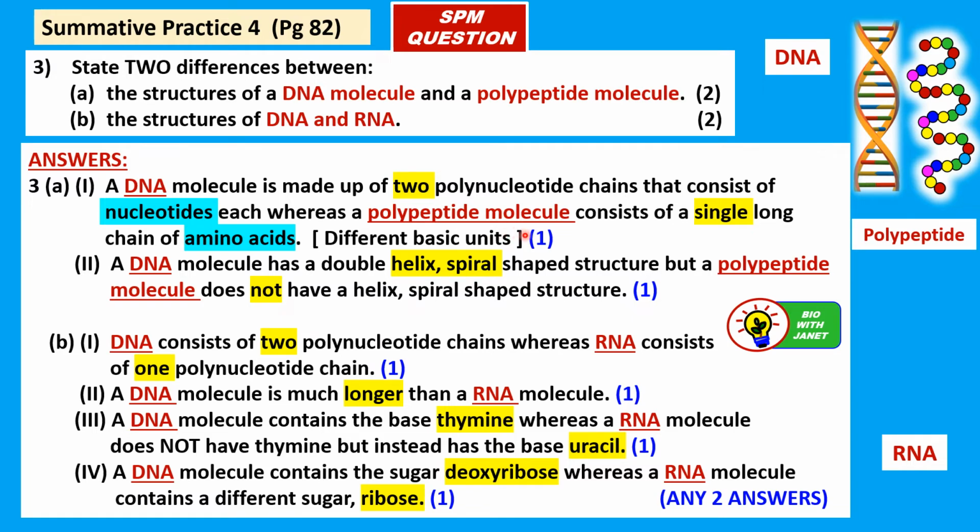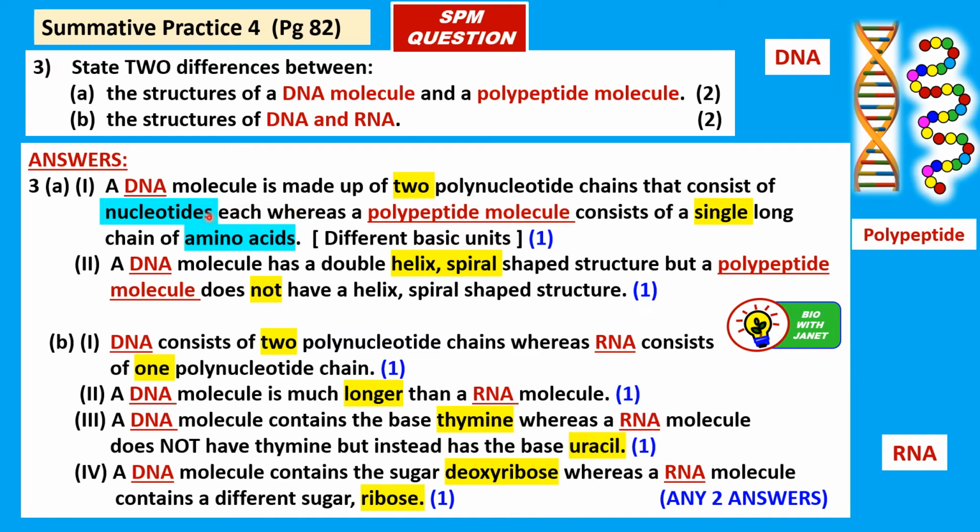Whereas a polypeptide molecule here consists of a single long chain of amino acids. That means we are comparing the basic units of DNA and the polypeptide chain. For DNA, the basic units are the nucleotides, whereas for the polypeptide molecule, the basic units are amino acids. In fact, this answer has 2 differences already, but actually you have to separate them out if you want it to be considered as 2 differences.